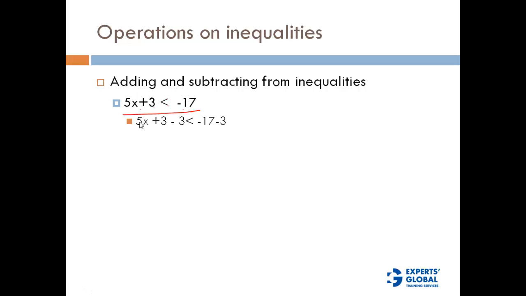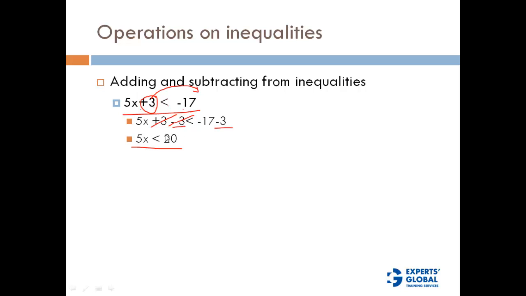Now if you want to get rid of this plus 3 from one side, what do we do? We want to move it from the left hand side to the right hand side. So we subtract 3, right? We do the minus 3 operation on both sides, and what we get is 5x less than minus 20. This minus 3 and plus 3 get cancelled. 5x less than minus 20, correct? So this is how we do addition and subtraction with inequalities.